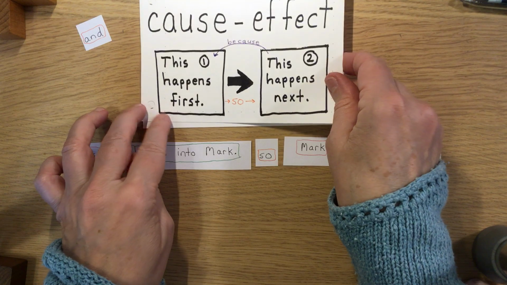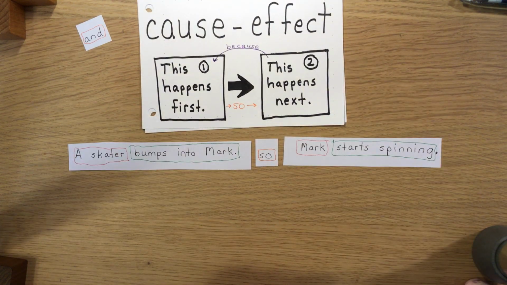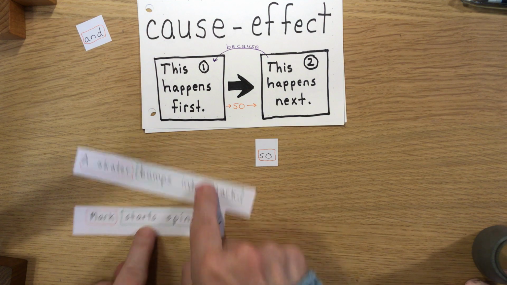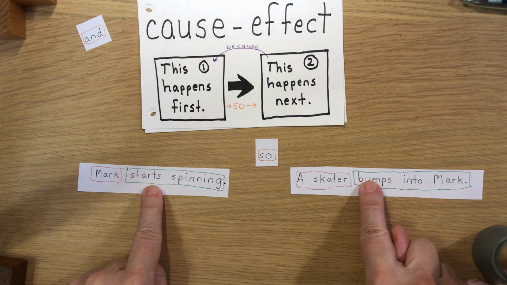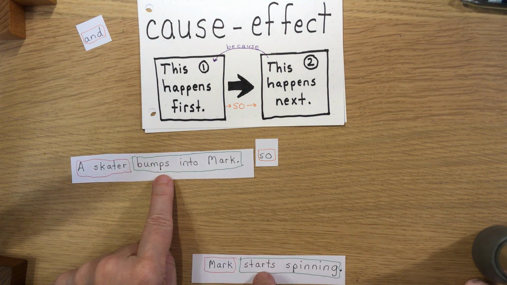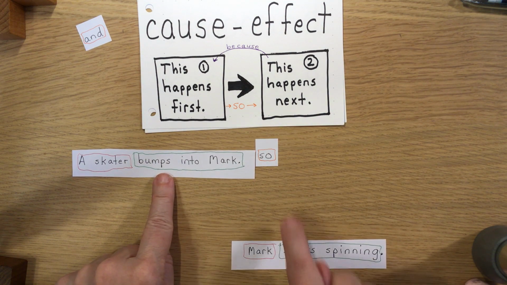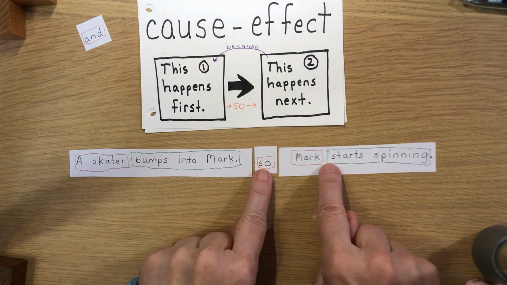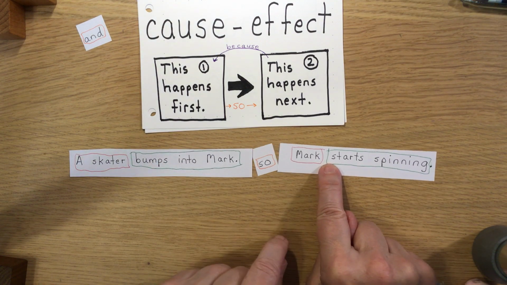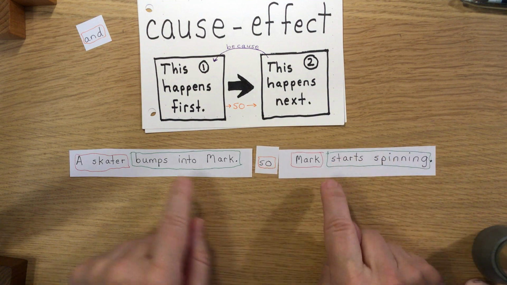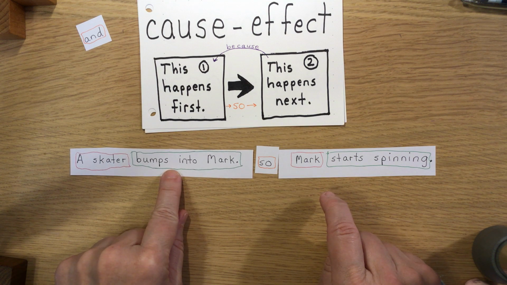let's look at the cause and effect. One of these happens first. What happens first? Does Mark start spinning and then a skater bumps into him? No. What happens first is that a skater bumps into Mark. That happens first, and after that, it causes Mark to start spinning. The reason Mark is spinning around and around and around is because a skater bumped into him.